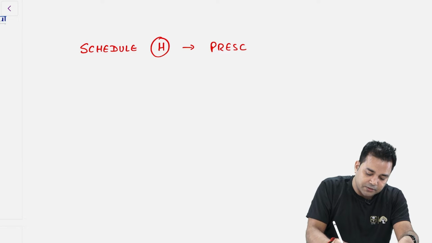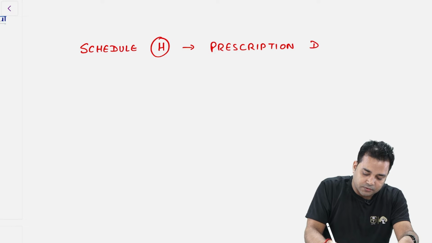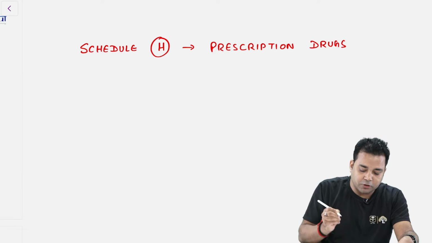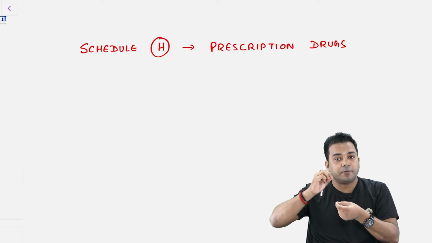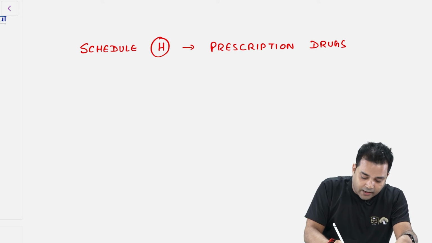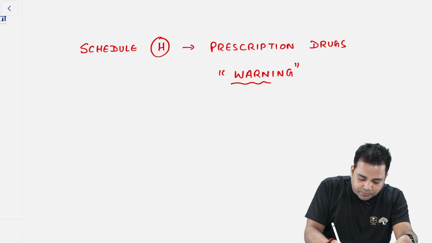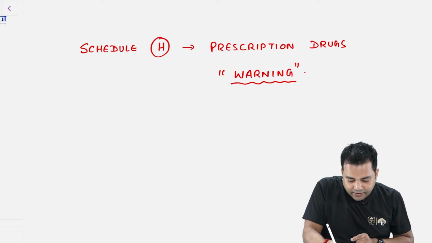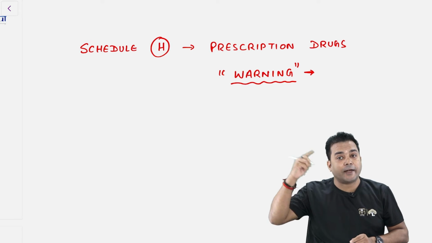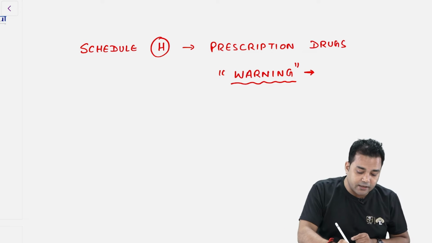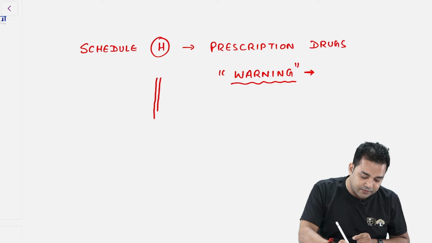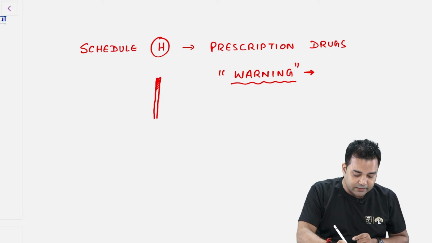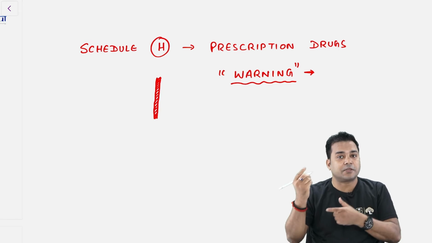prescription drugs. Always remember, prescription drugs to be sold on the prescription of a registered medical practitioner only. And these drugs have on their label, on their strip, a warning, and then they write: to be sold on the prescription of a RMP only. And these are the drugs which contain a red strip on one side. So you will come to know that yes, which drug we are talking about is prescription drugs.